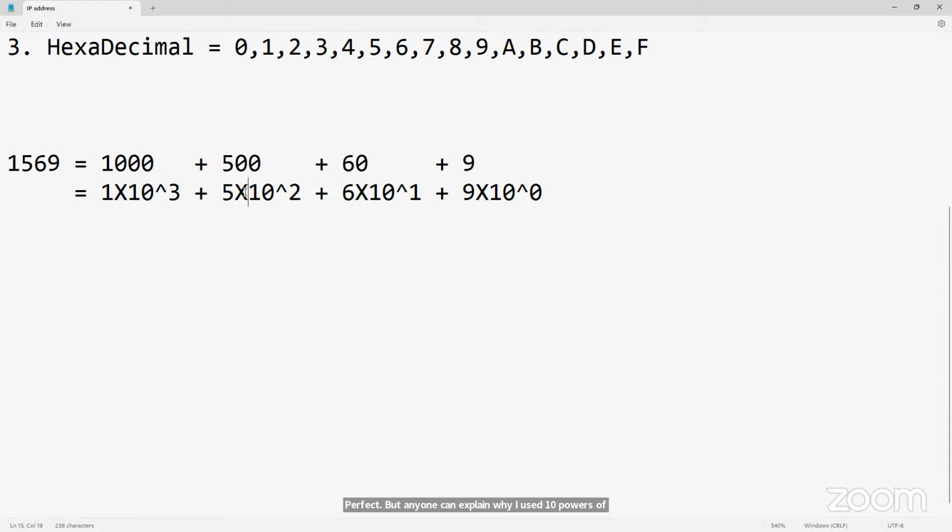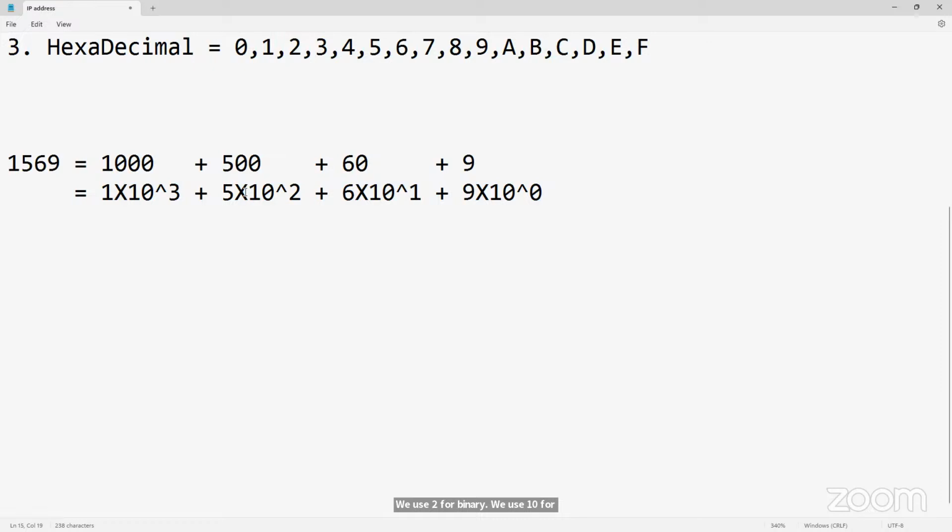Why didn't I represent it in 7 powers? For decimal, we will be using 10. For binary, we will be using the base of 2. Why? Anyone knows why? That's correct. Whatever you said is correct. For decimal, we use 10. For binary, we use 2. For hexadecimal, we use 16.